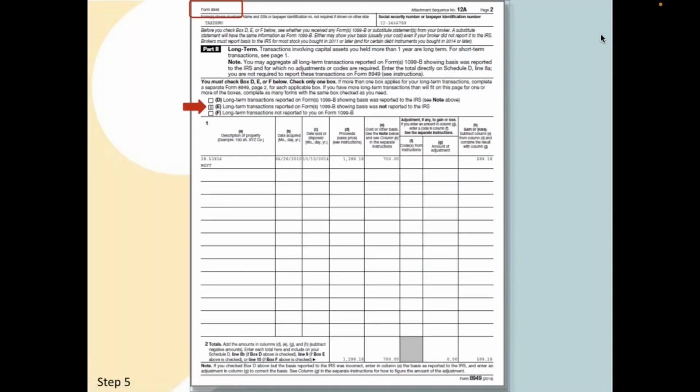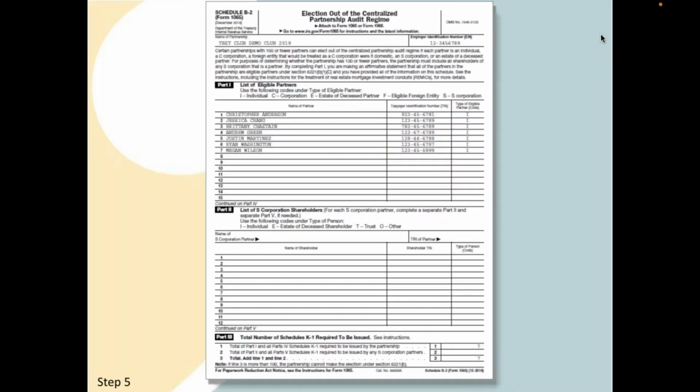Form 8949 lists the details of your transactions, as well as any adjustments that were made between what the broker reported on the 1099 and what you're reporting as cost basis. There will also be some supplemental forms your club may have.